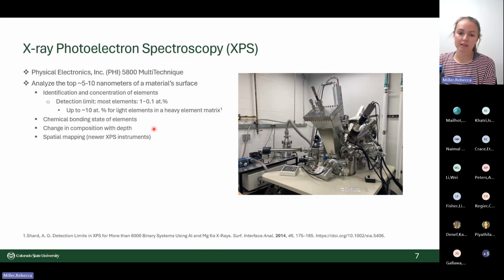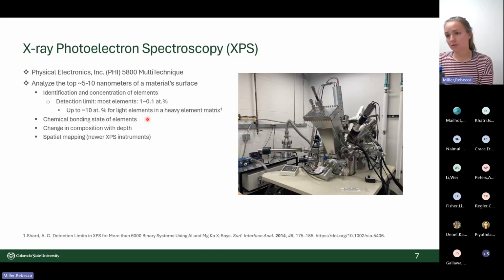But if you have a really light element in a heavy element matrix, then it's much harder to detect that element. So that could be up to as high as 10 atomic percent needed in the sample to even see it by XPS. And there's a really nice publication here linked below that calculates that for basically any element in another element, and shows you these maps of what the detection limit would be.